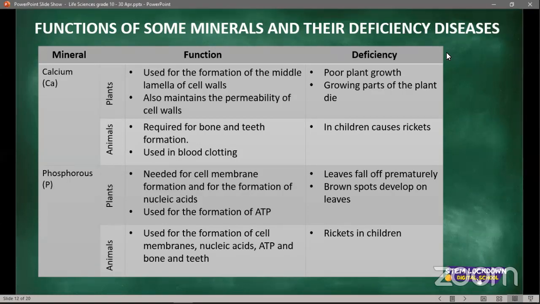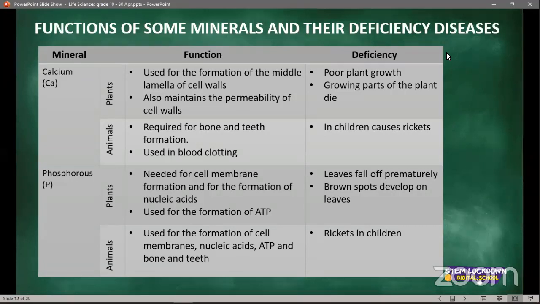So in animals, we said that it is required for bone and teeth formation, and it is also used in blood clotting. Now, the deficiency can cause rickets in children. Now, the mineral phosphorus. In plants, it is needed for cell membrane formation and for the formation of nucleic acids. It is also used for the formation of ATP.